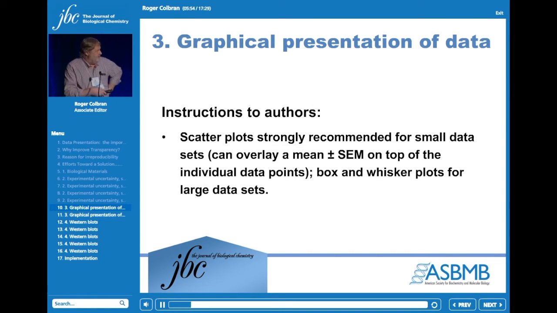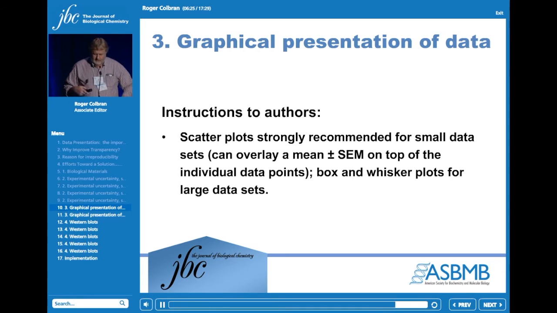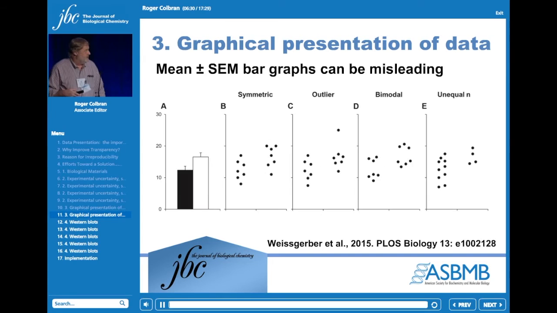So again, instructions to authors: we strongly recommend the use of scatter plots for all your data. You can overlay the mean and standard error on top of the individual data points if that's something that's valuable to you, and oftentimes it is. And if you've got a really large data set with a huge number of data points, maybe a scatter plot is a bit overwhelming, and then we think the box and whisker plots are far better at reproducing the totality of the data rather than just relying on a mean and standard error measurement. So this is what I would recommend very strongly, and our reviewers are paying attention to this now.